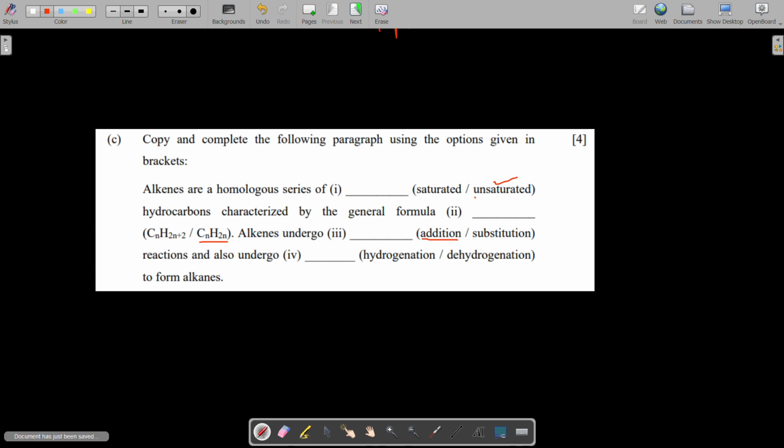Unsaturated hydrocarbons undergo addition, not substitution. Substitution will be by which one? Alkanes. Alkenes also undergo hydrogenation. Hydrogenation is a type of addition reaction where we add hydrogen to alkenes or alkynes. Okay, so this is 2020.